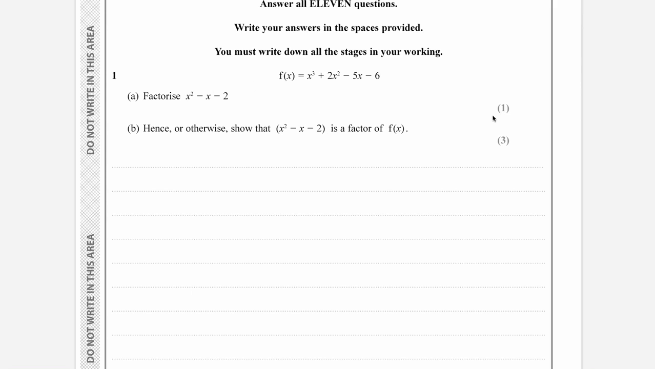Factorize this. Guys, it's 1 mark. Hopefully, if you're doing further maths, guys, you can factorize this. I'll just do it quickly. It is x minus 2 times x plus 1.